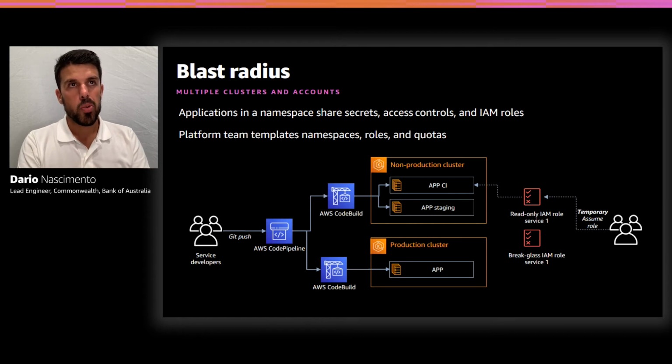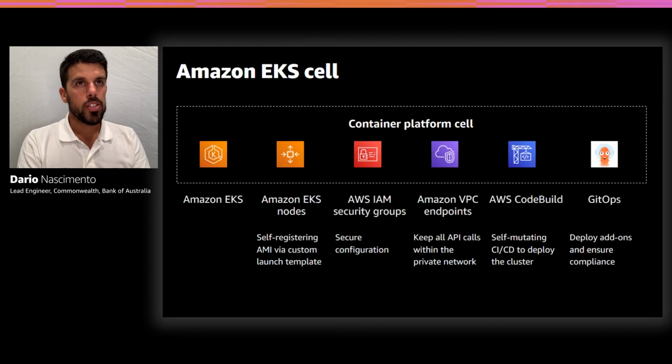So for those reasons, we run multiple clusters. We consider each cluster as part of a cell. A cell is an isolated system that does not impact other systems if it fails. That means it has a well-defined blast radius and can be replicated easily. The container platform cell is a set of CloudFormation stacks that define the EKS control plane, the node groups, the Fargate, security groups, IAM roles. It also has a VPC private endpoint, so that all the API calls are kept within the private network.